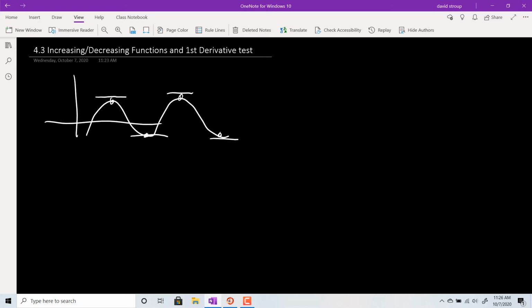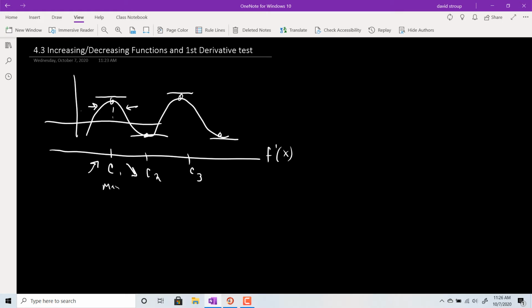If you look around those places, you'll note that on this side the graph is increasing, and then on this other side the graph is decreasing. Okay? So we're going to do kind of an analysis. We'll label the critical numbers, right? So there'll be maybe C1 here, C2 here, C3 here, and then on either side of them we'll want to know whether the function is increasing or decreasing, because if it goes up and then down, there's going to be a max. Okay? If it goes down and then up, there's going to be a min, and then if it goes up and then down again, there's a max.